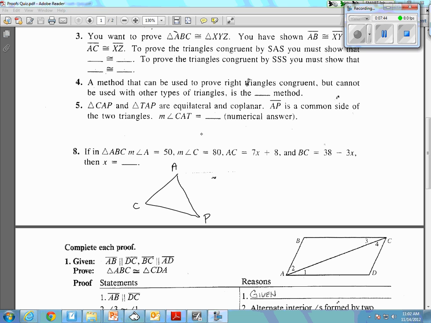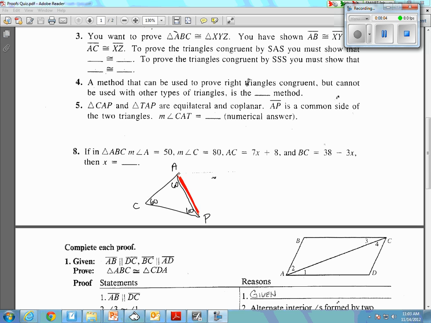So we got triangle CAP drawn there. It's equilateral, so it's got to be equiangular. So this is 60, 60, 60. It tells me that the other triangle TAP is coplanar with CAP, and that it shares side AP.